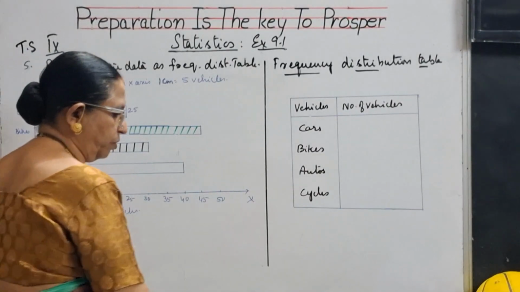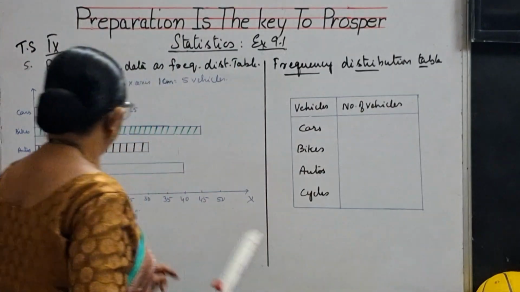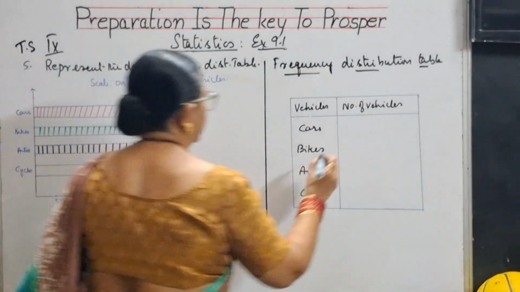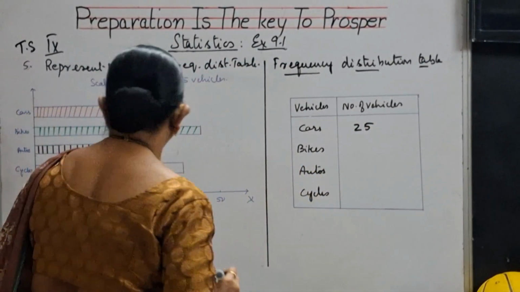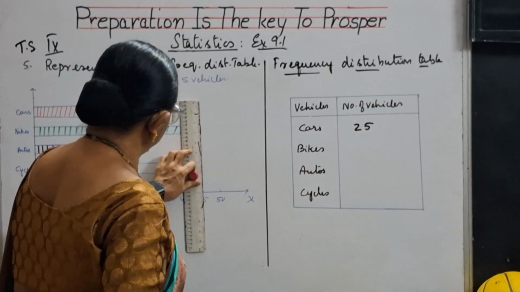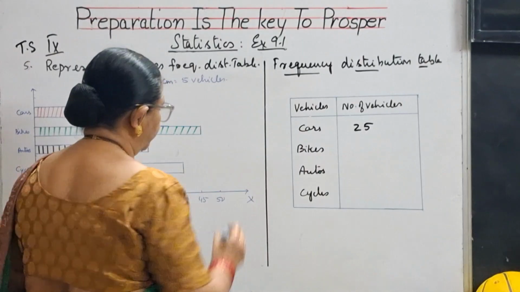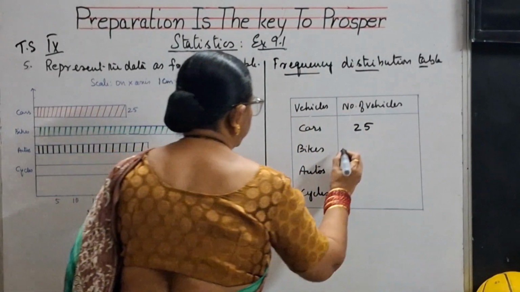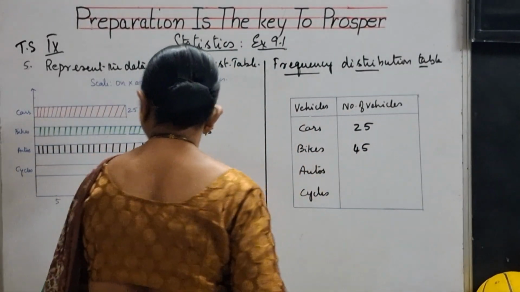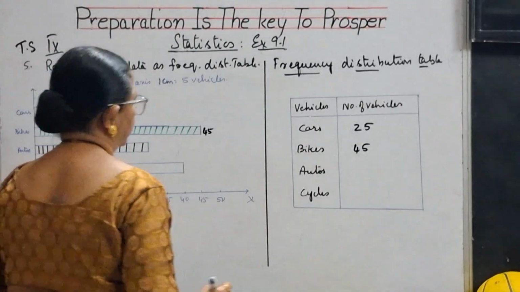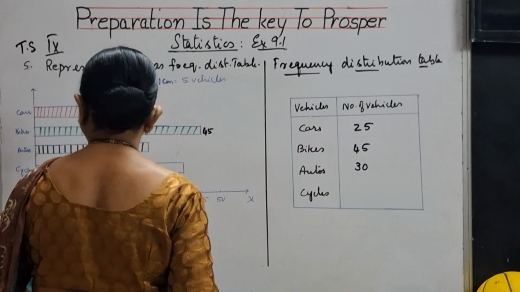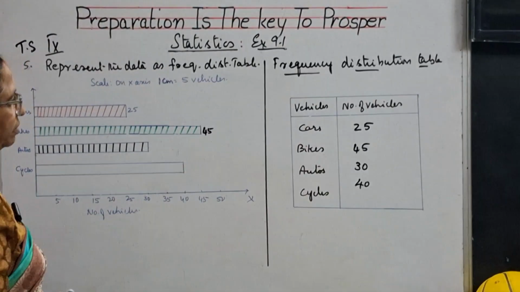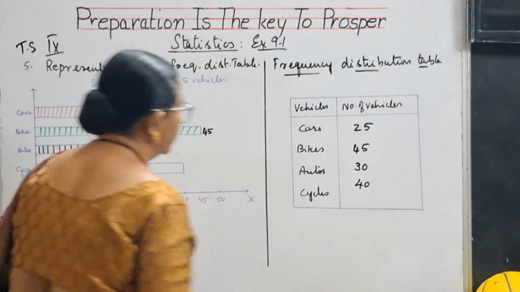So let us see cars. What is the measure of the cars? Up to what has it come? See, 25, I wrote 25. So the number of cars is 25. Now bikes. Bikes, you have got approximately 45. Autos are 30 and the number of cycles is 40. So by reading the graph, you can write the frequency distribution table in that way, children. Please note it down.